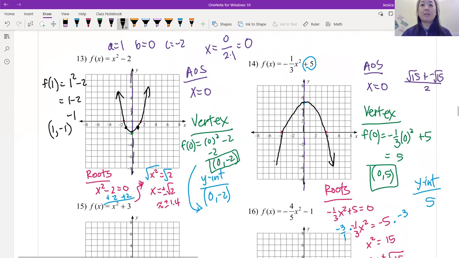And if you notice right here, we could not find a symmetrical point for the y-intercept, but because it is its own symmetrical point, it's already on the y-axis, which is the line of reflection. Okay. So there we go. That's our answer.